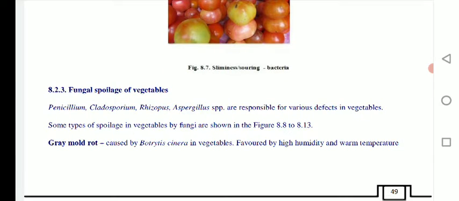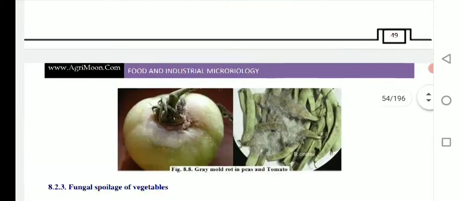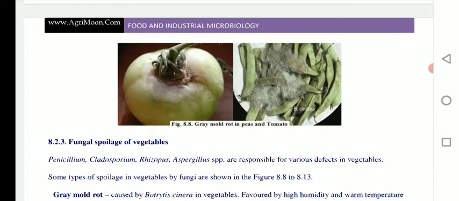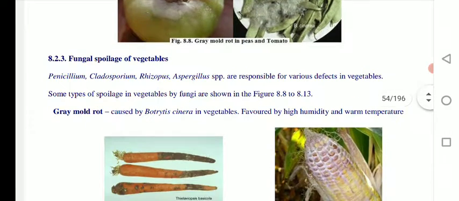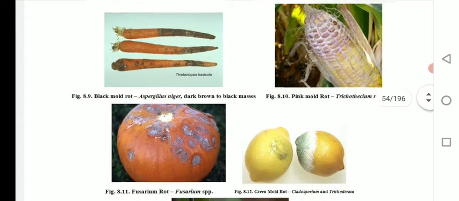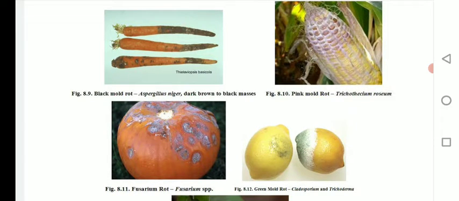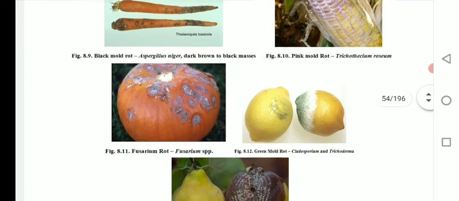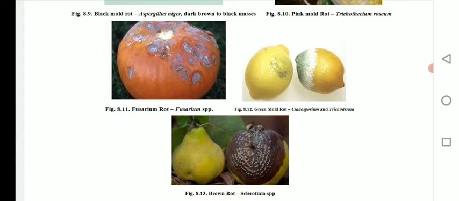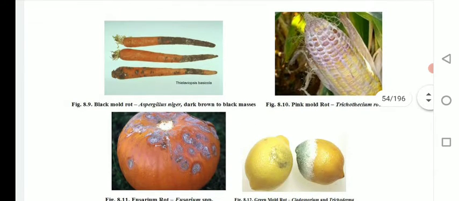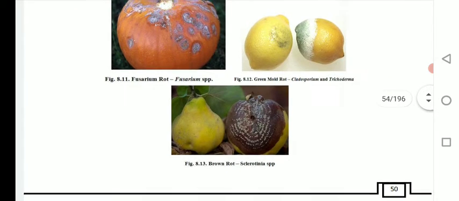Next is fungal spoilage of vegetables. Penicillium, Cladosporium, then Rhizopus, Aspergillus species are responsible for various defects in vegetables, and some types of spoilage in vegetables you can see in these figures. These are different types of rots and white cottony growth you can observe, and these are mostly caused by Penicillium, Cladosporium, Rhizopus, Aspergillus species. You can see different kinds of fungal spoilage caused by different types of fungi as well as molds, and you can observe in these pictures how these fungi cause spoilage. These are all spoilage of different kinds of vegetables as well as some fruit parts.